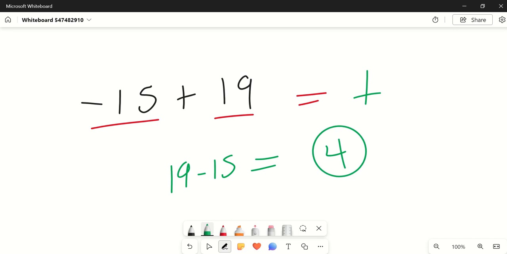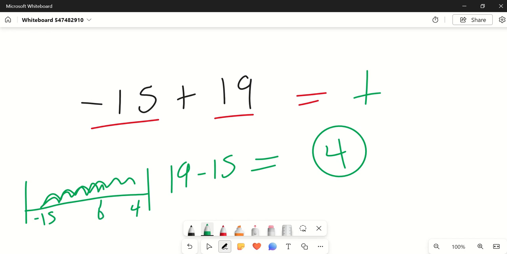Because if I start at negative 15 and jump over 19 times, I will end up at positive 4. Because negative 15 jumps will get me to 0, and then 1, 2, 3, 4 more for the 19 jumps, which will get me to positive 4.